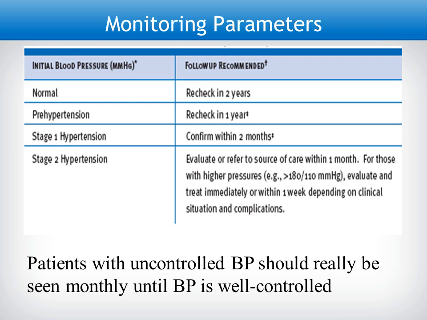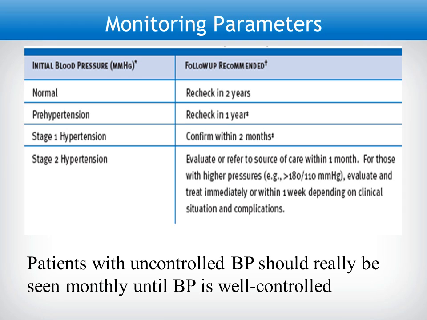So these are kind of the typical NIH recommended monitoring parameters. So if somebody has a normal blood pressure, check them every 1 to 2 years. Somebody in pre-hypertension range, definitely want to check them yearly. Somebody with stage 1 hypertension, you want to confirm within 2 months. I would say 1 month. If somebody has uncontrolled blood pressure, they should be seen monthly until their blood pressure is well controlled.